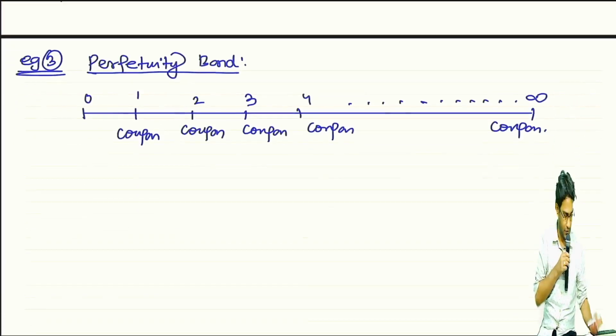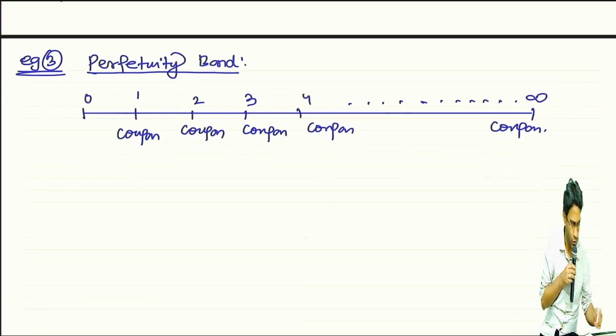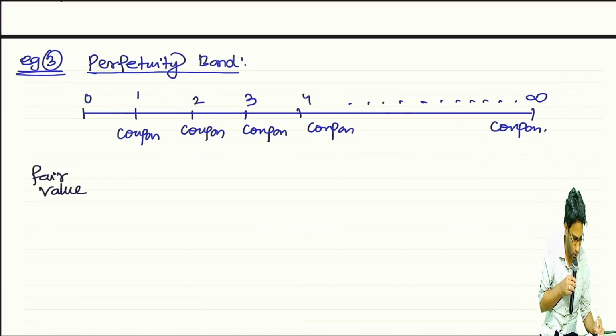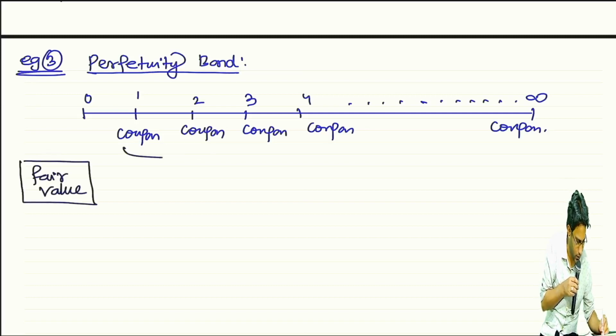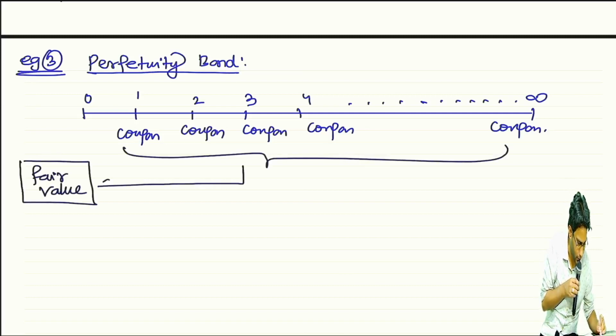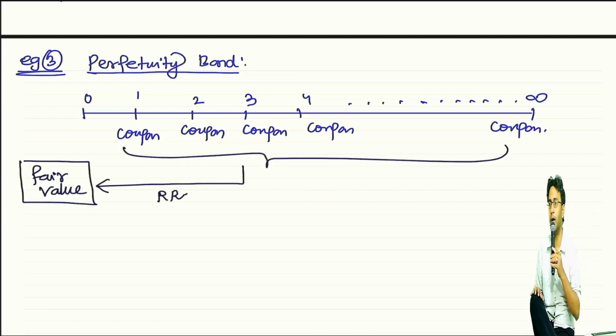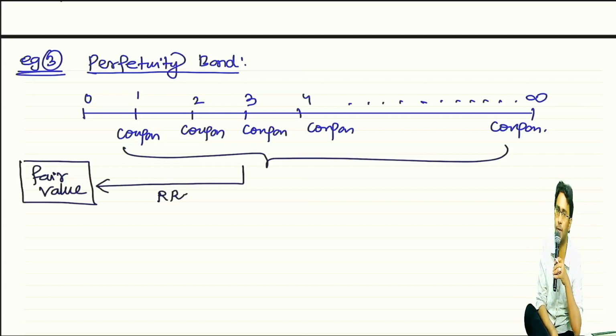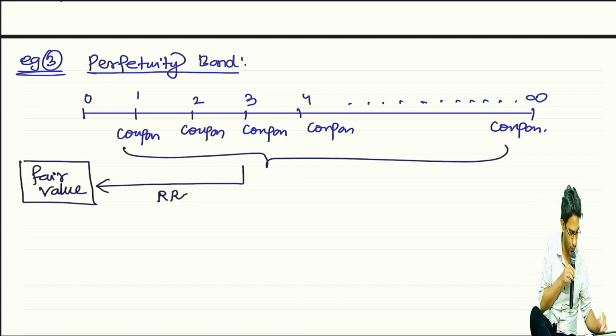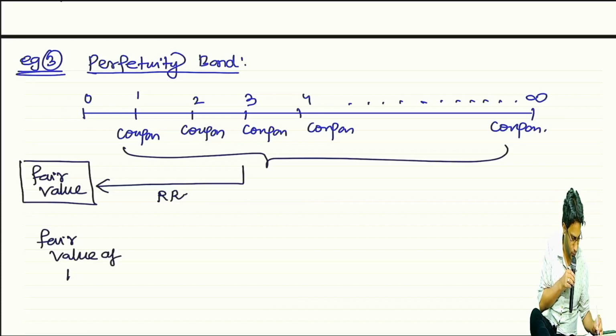Sir, how to get the value of this? There are so many formulas or so many principles, but the principle is only one: discount all the future cash flows to today's date at the required rate of return. Tell me, which formula should we apply now? Is it a perpetuity or not? It is a perpetuity. Level perpetuity or growth perpetuity? Level perpetuity. Since it's a level perpetuity, what is the formula? Fair value of bond is equal to coupon amount divided by RR.